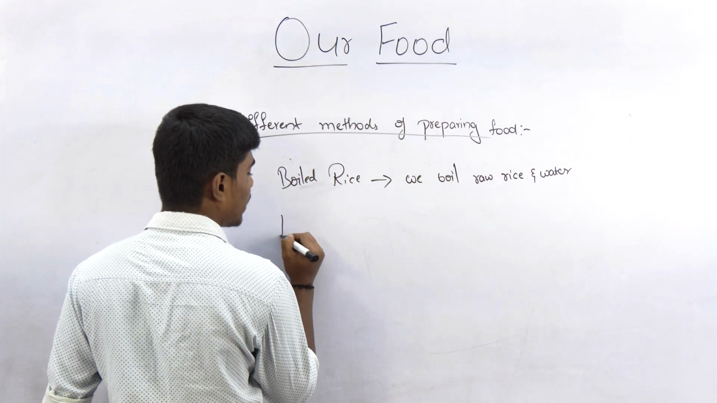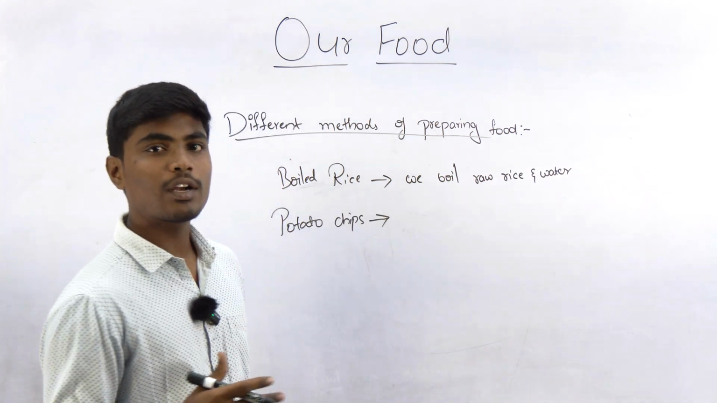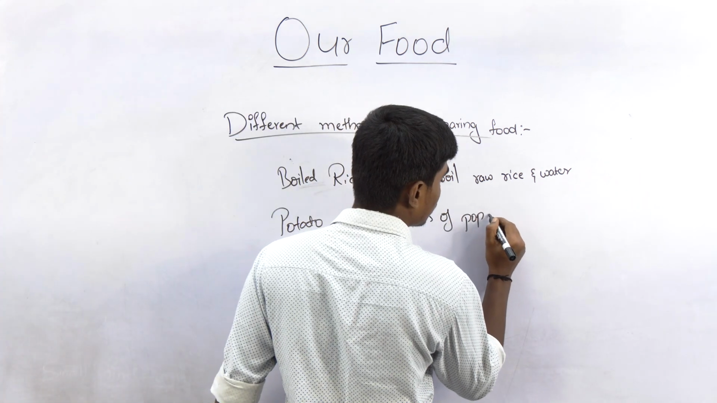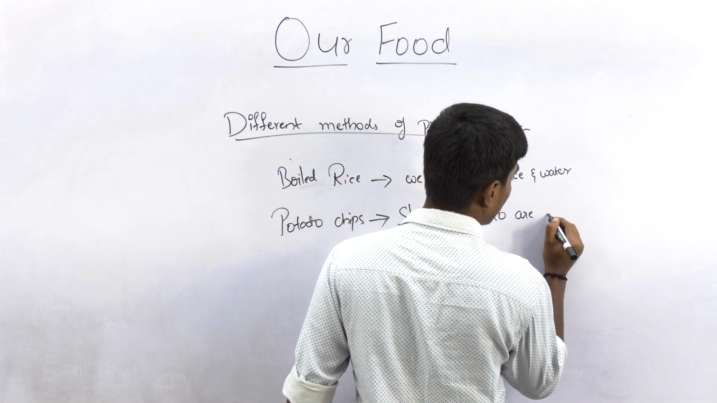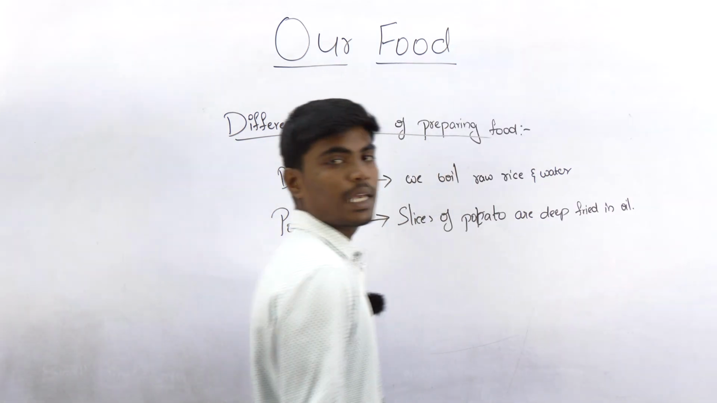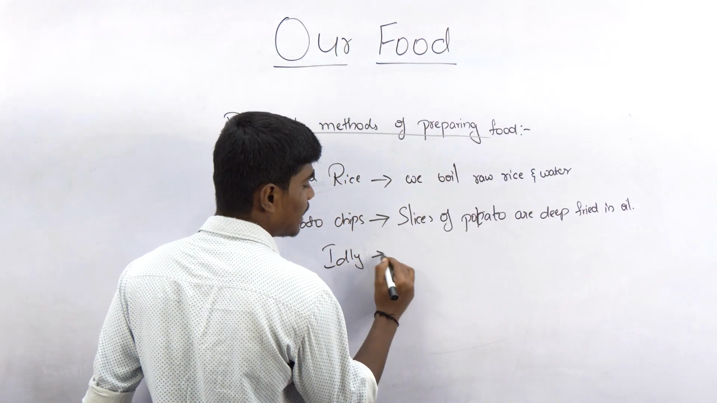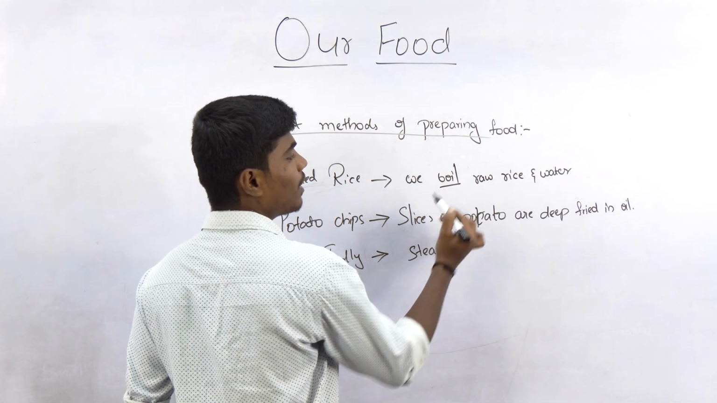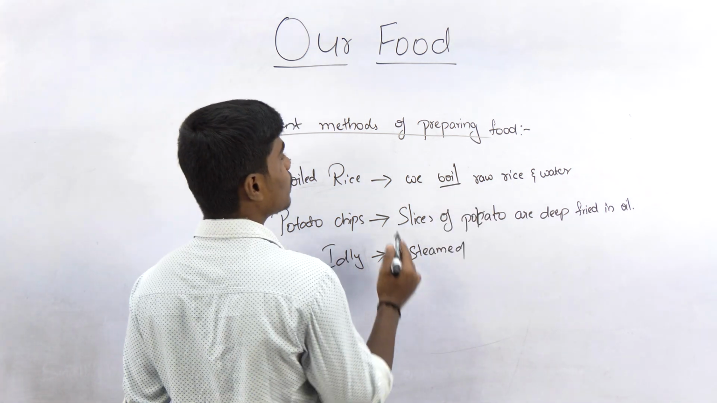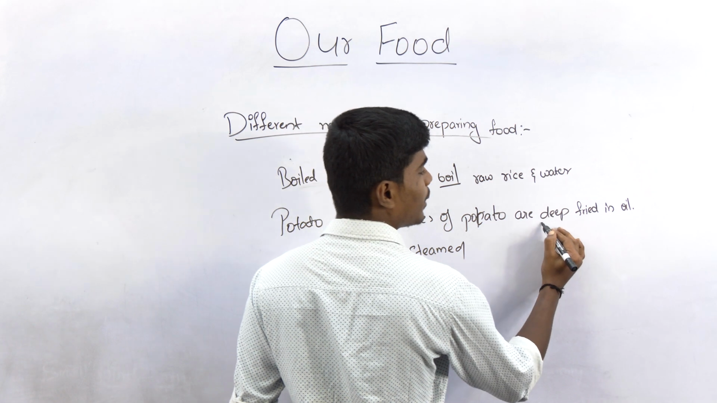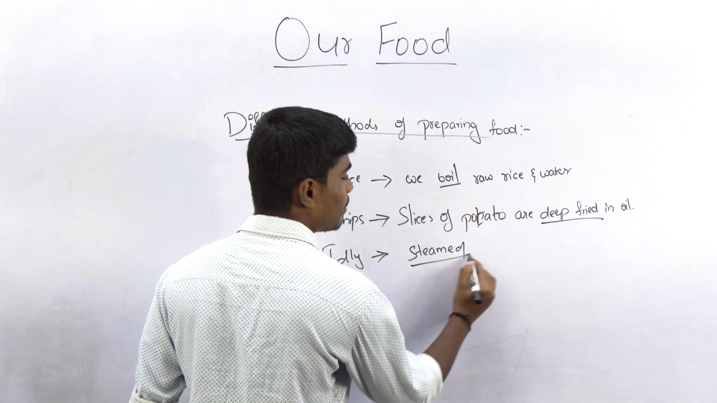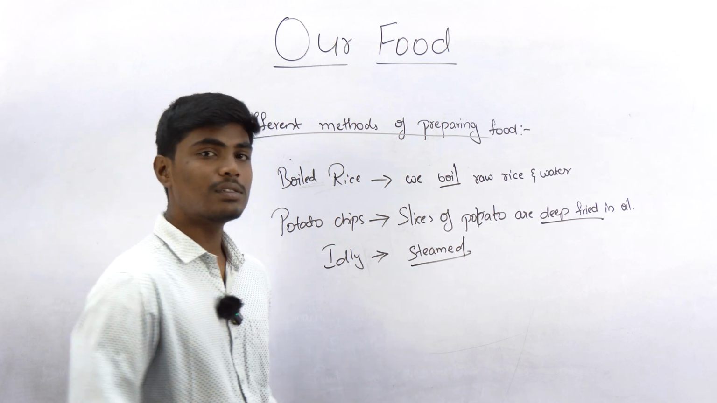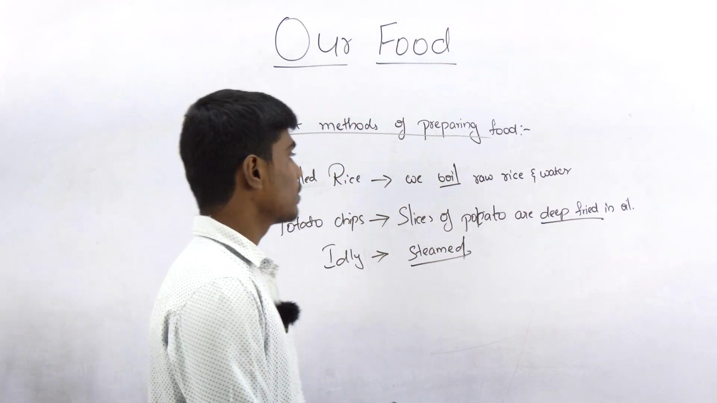If we take potato chips, slices of potato are deep fried in oil. If we take idli, it is steamed. See here, boiling is one method of preparing food. Deep frying is one method and steaming is one method. Like this, we use different methods to make different food items.